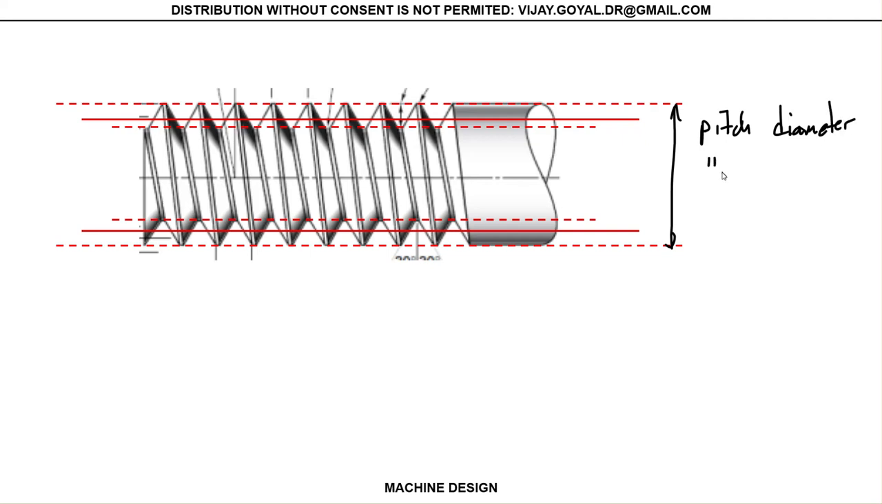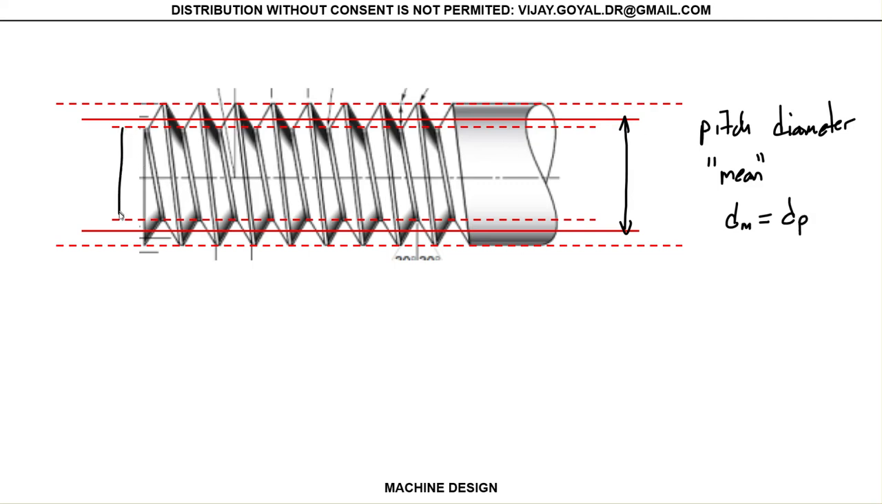Sometimes it's also called the mean diameter. I'm sorry, this one right here, my apologies. It goes right here in the middle. Okay, it's the mean. And we used, as I just told you, DM or DP for this.